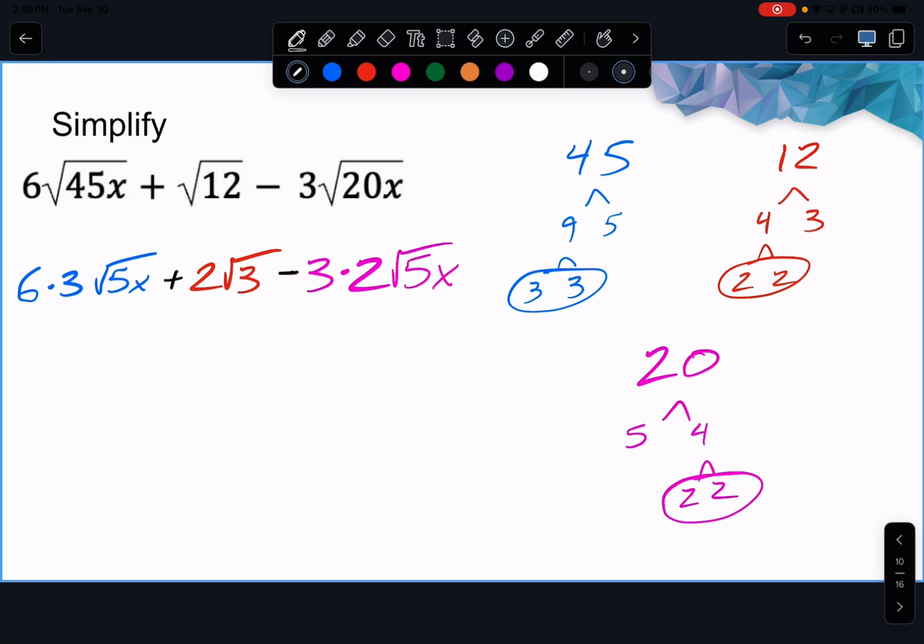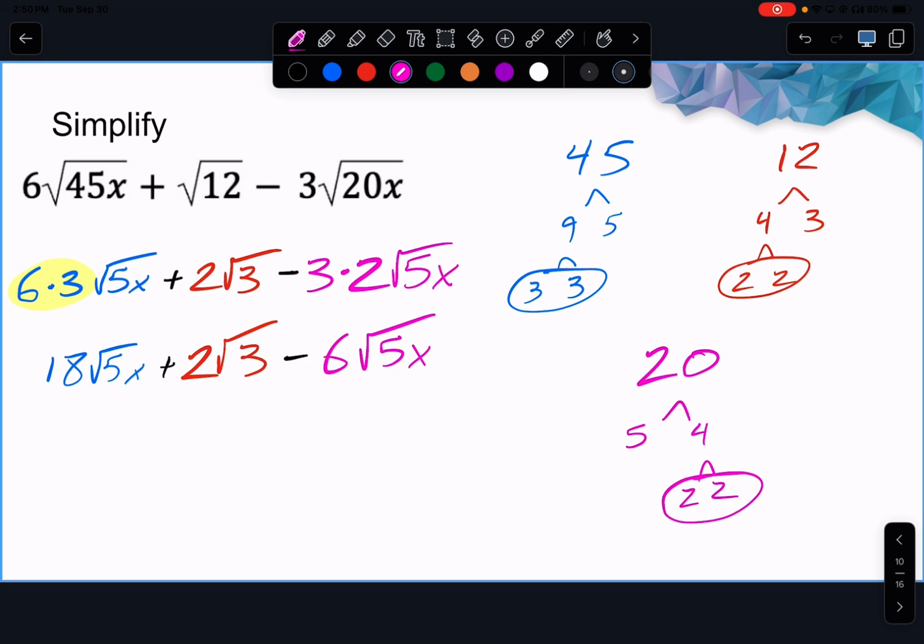Okay. Now, at this point, it doesn't look like we've simplified. It looks like we've made it more complicated, right? But really, we need to go in here and say, 6 times 3 is what? 18. So that's going to give me 18 times the square root of 5x plus the 2 square root of 3. I can't change that, so that's going to stay the same. Minus, what's 3 times 2? 6 square root of 5x.